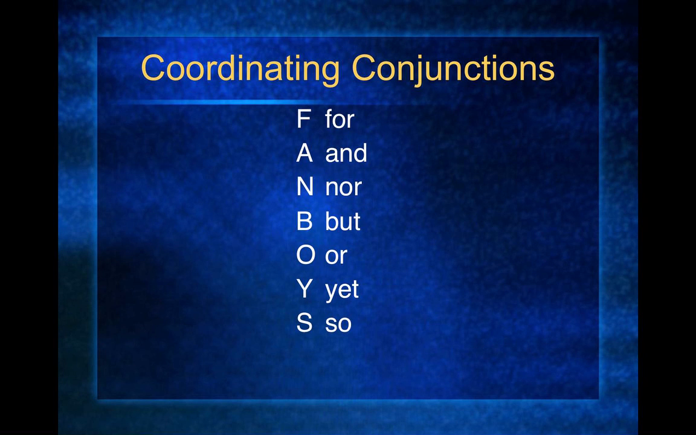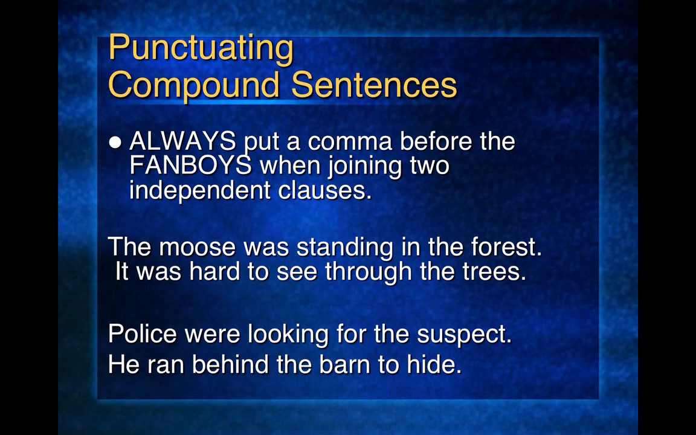So, if you want to use one of the coordinating conjunctions, what you need is an independent clause on one side, an independent clause on the other side, and you must use a comma before the coordinating conjunction. This is how a coordinating conjunction is used in a sentence. This is what the sentence must be punctuated like. So, you always put the comma before the fanboy anytime that you make and join independent clauses into a compound sentence.